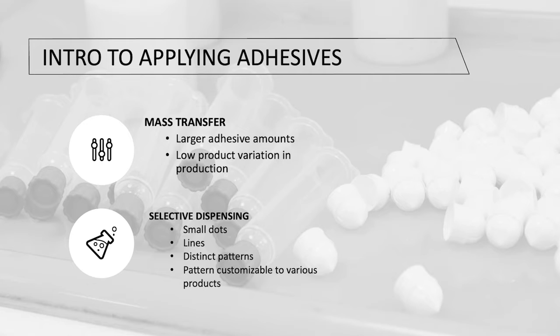At Epoxy Technology, we find that adhesive application techniques break down into two major categories. That would be mass transfer and selective dispensing. Mass transfer, for example, would be something like screen printing, where larger quantities of adhesive are applied or moved at a time. They're in distinct patterns with very low variability to them.